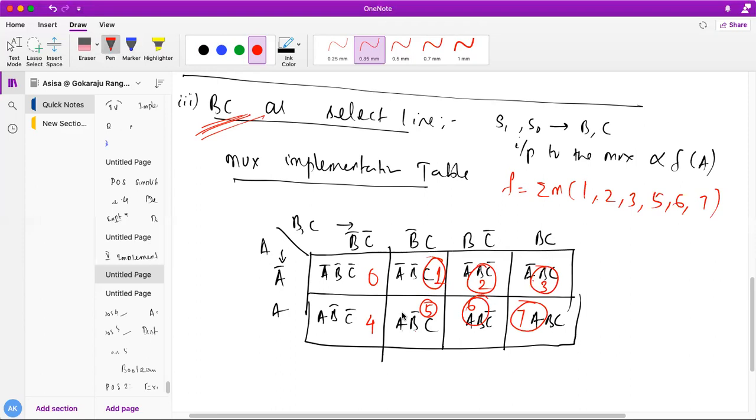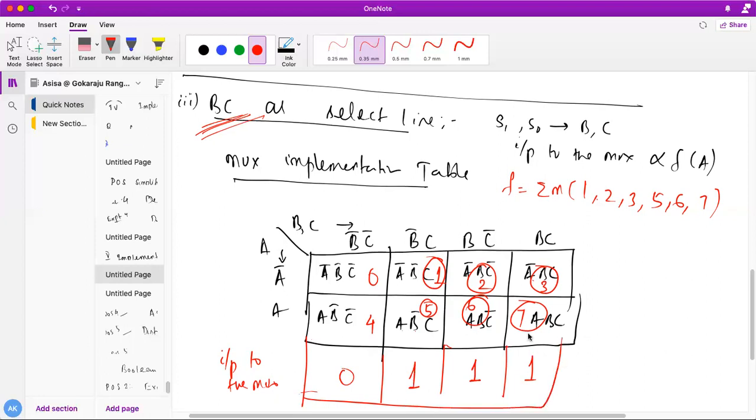Next, what you need to do is find out the input to the mux. The input to the mux is nothing else: if both are not present, then it is 0. Input to the mux is 0. If both are present, input to the mux is 1. Here also the input to the mux is 1. So here all the inputs to the mux are 1. Okay, do you all understand?